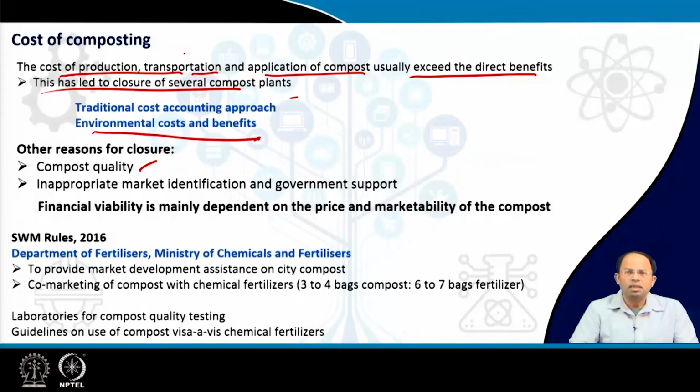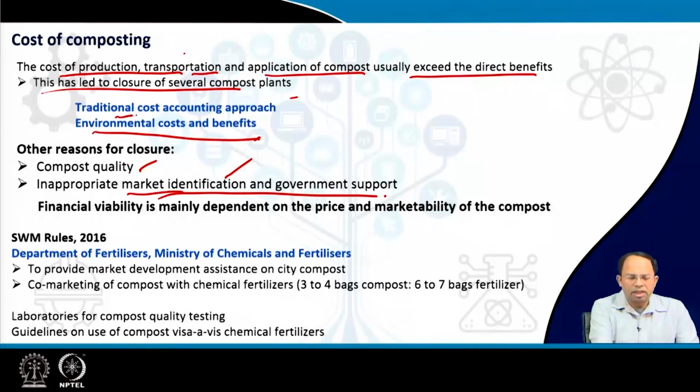But the other thing is inappropriate market identification and government support. That means no subsidy from the government is facilitating the distribution of compost. Or maybe the market analysis is not done. There is no demand for compost in the surrounding area, so I have to transport it far away, and that will increase transportation cost. So all this analysis needs to be understood so that we can determine how best we can sell compost, right?